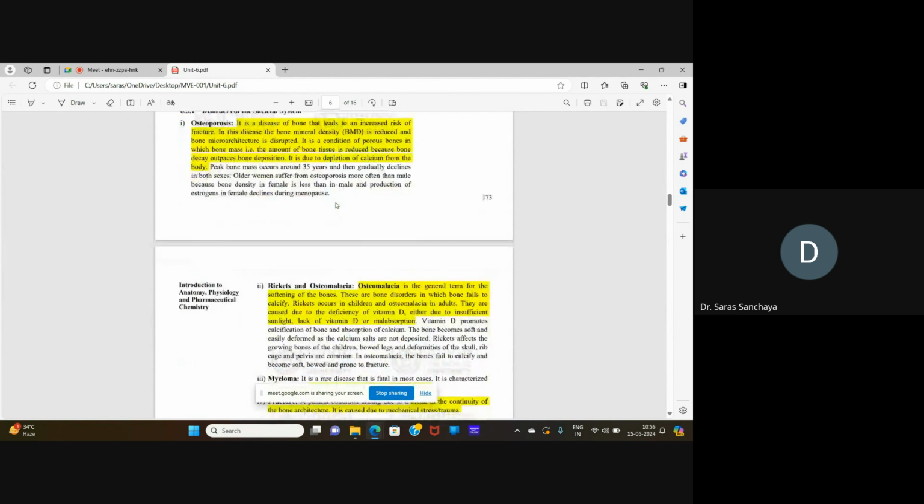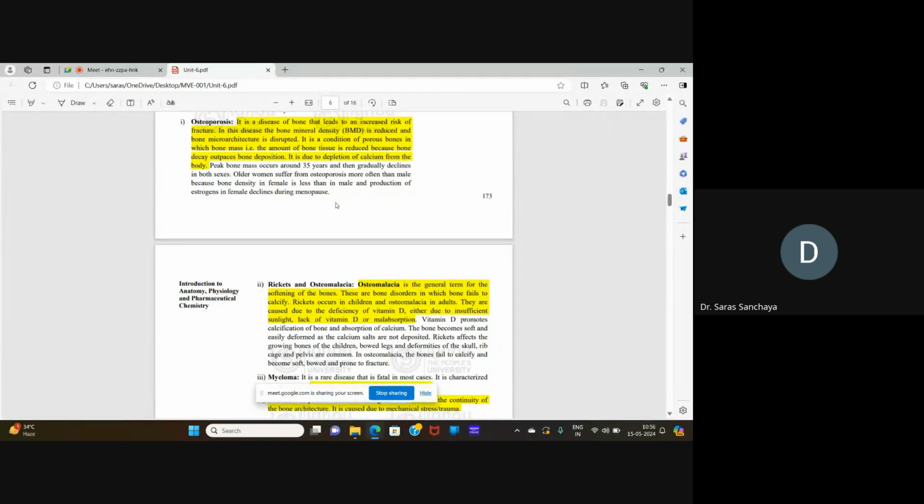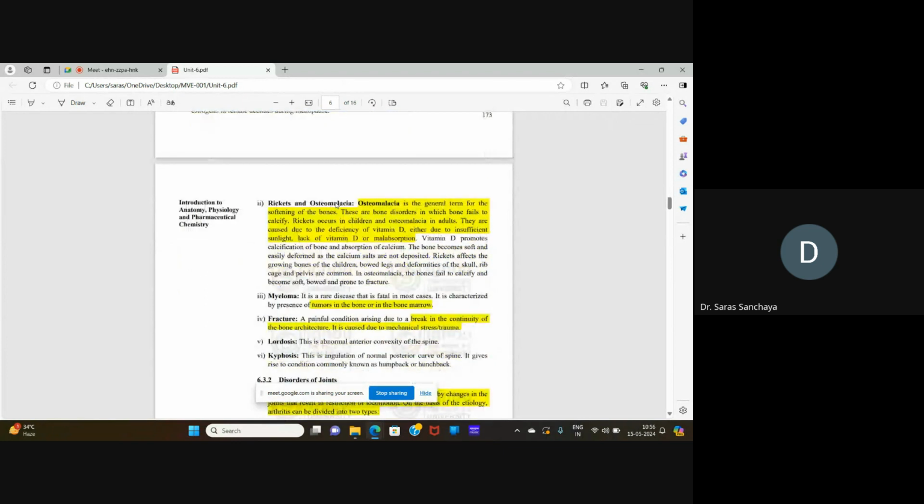So if the bone deposition is less and bone decay is more, it can cause osteoporosis, and further it can cause frequent fracture of the bones. Then there is rickets and osteomalacia. Osteomalacia is a general term for the softening of the bones. These are bone disorders in which bone fails to calcify. Rickets occurs in children and osteomalacia in adults. They are caused due to deficiency of vitamin D, either due to insufficient sunlight, lack of vitamin D, or malabsorption.